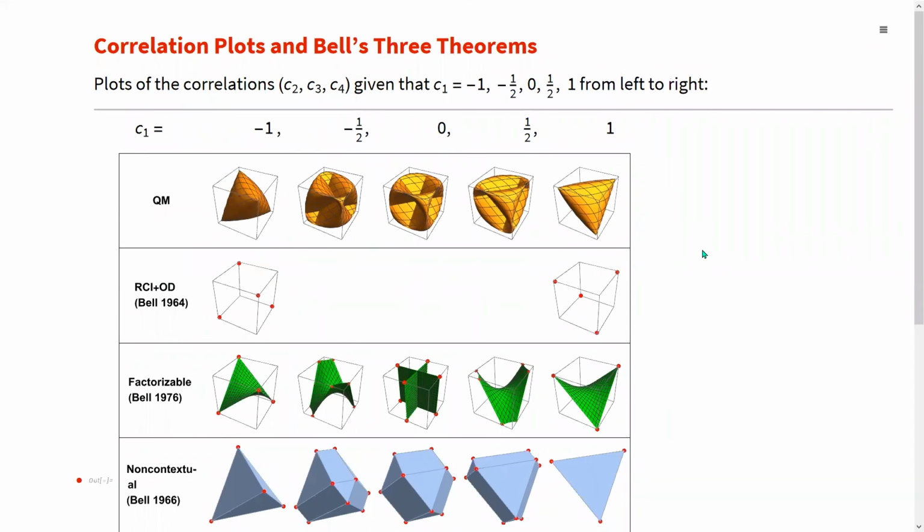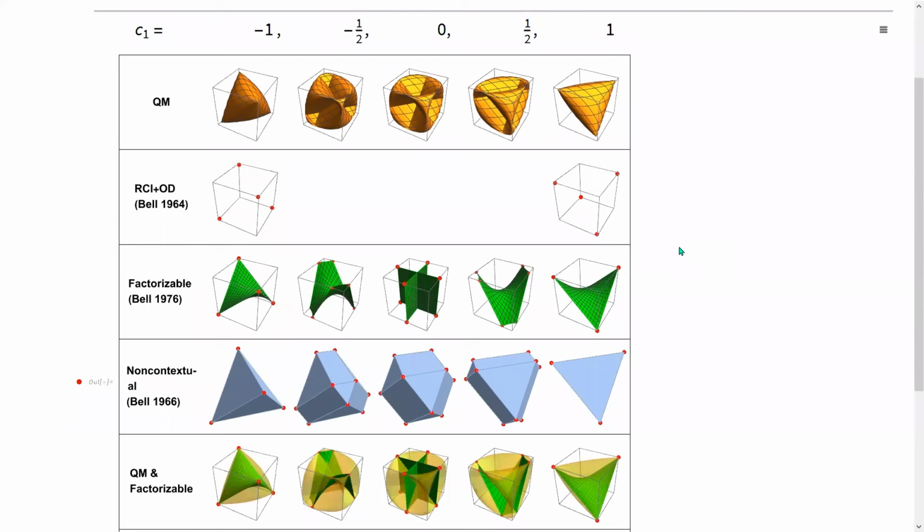Now, here's the plots of correlations that kind of confirm. Here's Bell's 64 paper, 76, 66. This is RCI plus OD. These are plots of correlations. I've never seen these QM correlations. You also see this in the literature, these polytopes for the Bell. These blue solids are exactly the Bell CHS inequality, the facets of those inequalities.